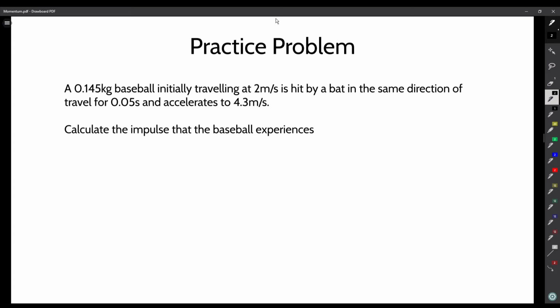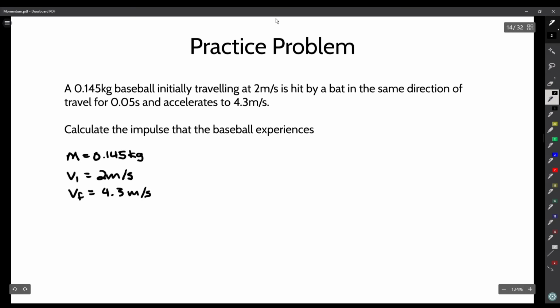Well, before we do anything, of course, every single time, list down your variables. So we have mass at 0.145 kilograms. We have our initial velocity, which is 2 meters per second. It's hit by a bat in the same direction of travel, so we don't have to really worry about our vectors or anything subtracting here. Same direction of travel for 0.05 seconds, and it accelerates, so our final velocity is 4.3 meters per second, and now we know we have a time value of 0.05 seconds.